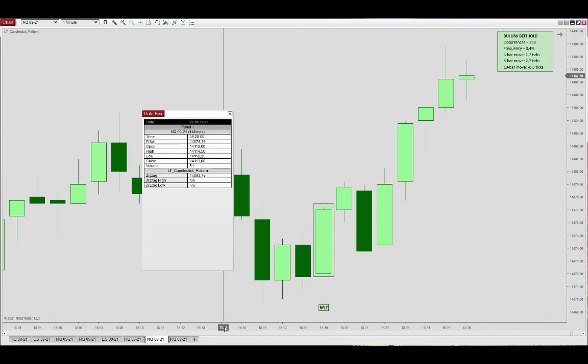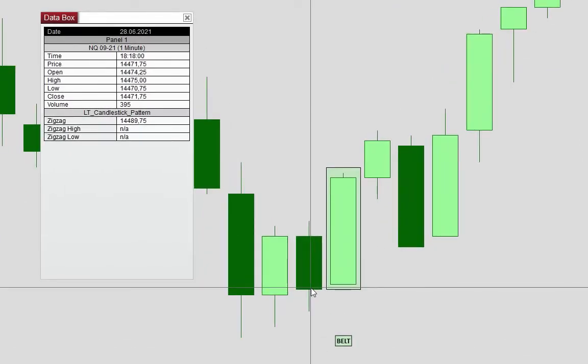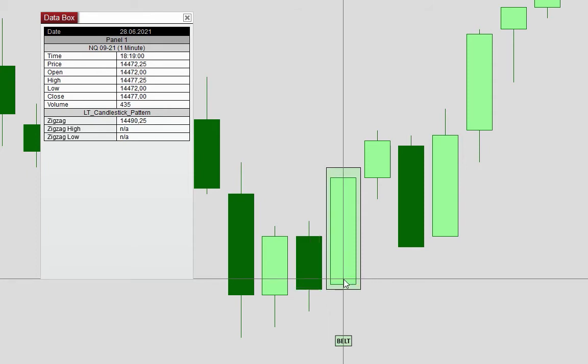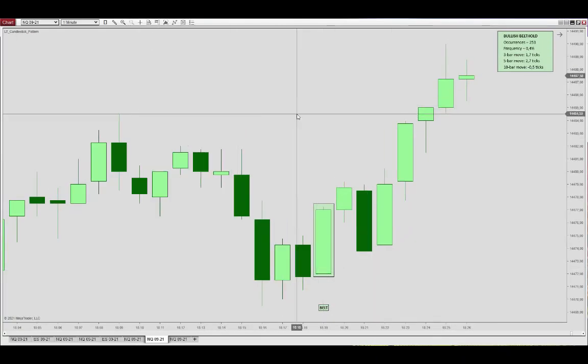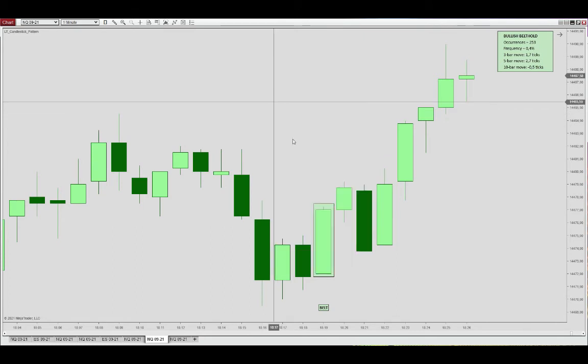So a bullish example would be this one. Prior bar was at 14,471.75, and the open of the Belthold candle 14,472 even. And we'll have a look at a couple of other options that are available in the indicator dialog box.